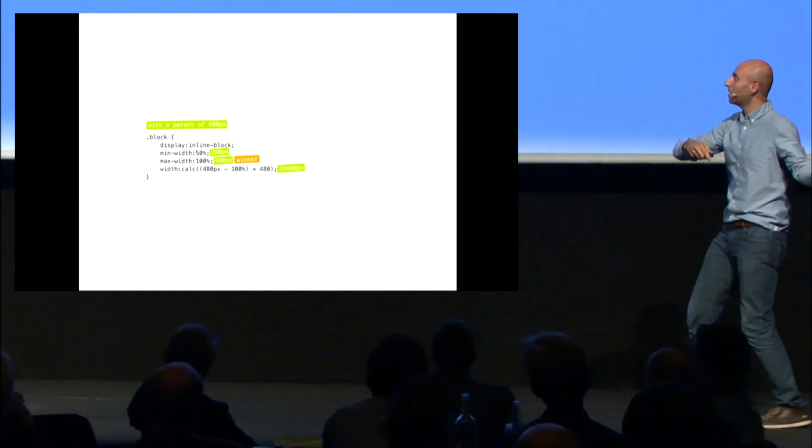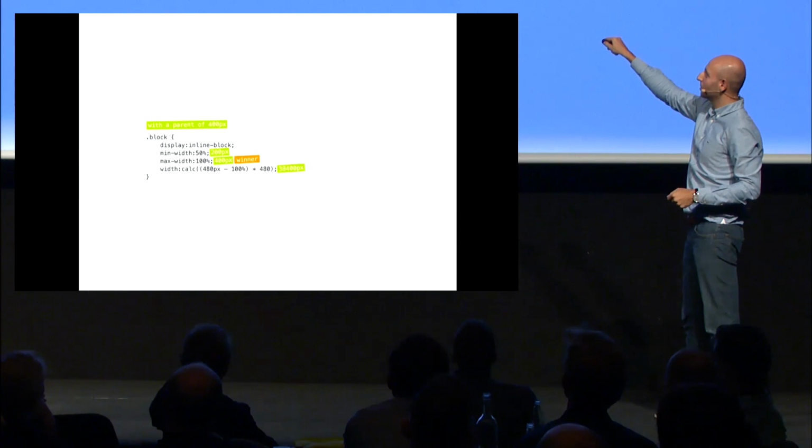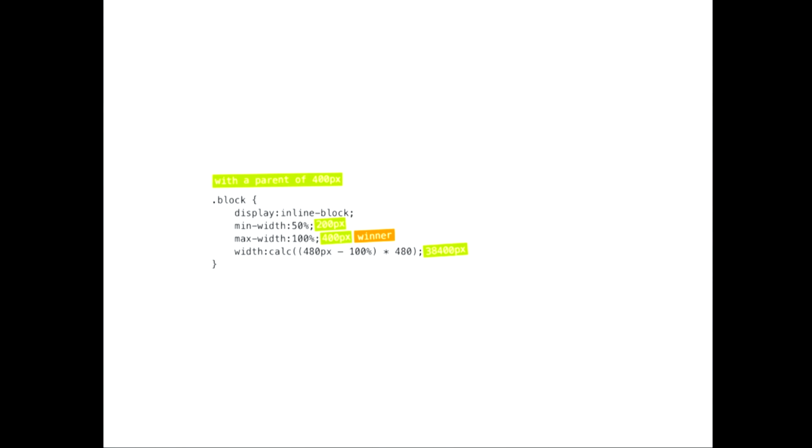All right. On the other hand, if we go below 480 pixels, let's say 400, here we've got 200 pixels, here we've got 400 pixels, and here we've got 38,400 pixels. Because max width always restricts the width, max width is going to win.